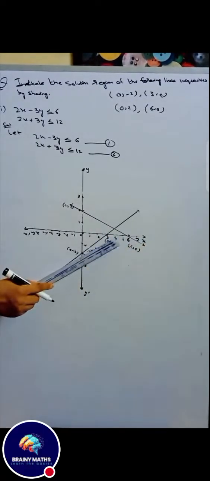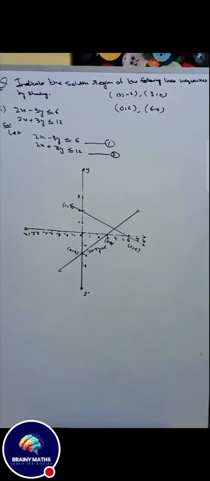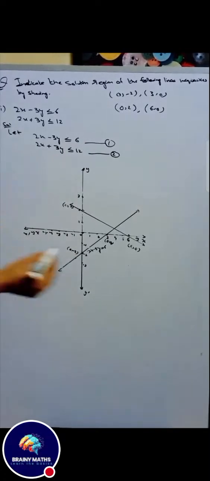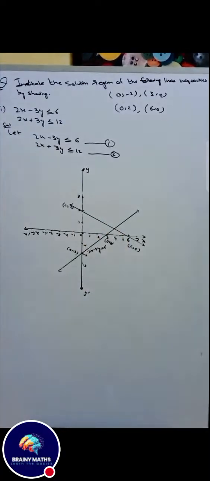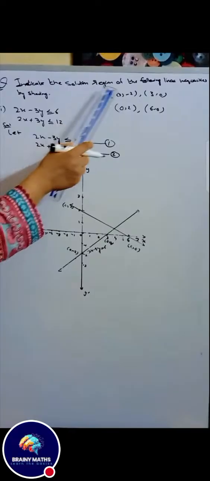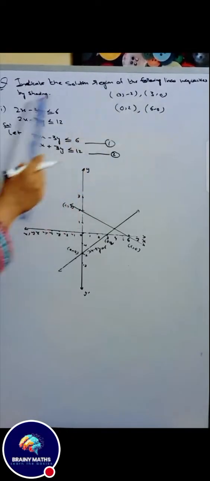I get a little bit of a triangle here. Alright? Now, this is the main graph. This is the point where the two lines intersect, as you can see from that side. Now, what am I doing? I have to indicate the solution region of the linear inequalities by shading. We have to represent this by shading.